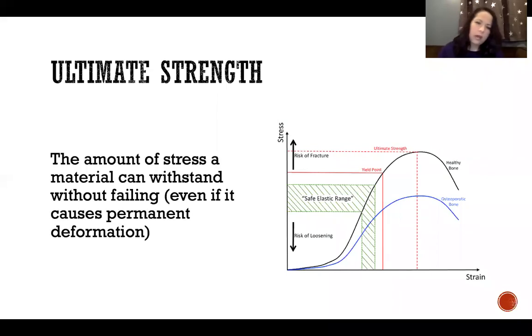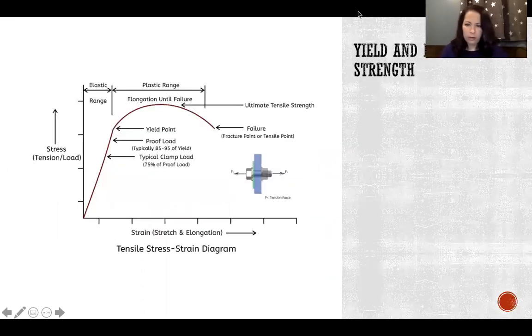Ultimate strength is the amount of stress a material can withstand without failing, even when it causes permanent deformation. Okay, so ultimate strength is when we've gone past the yield point, we're in the plastic region, and then what is the point where the material fails? Okay, so like that's where the ligament ruptures or the bone breaks. So the point where the material fails completely. So that's the ultimate strength, is the area under the curve up until we get to that ultimate strength, up until we get to the failure.